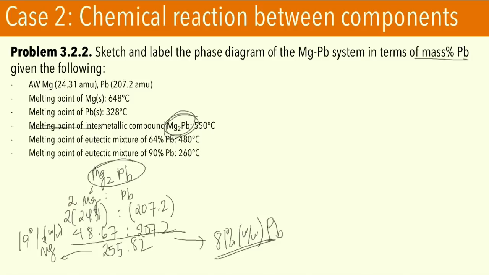We have a melting point of our intermetallic compound, so it's not really a decomposition. We know that we form a eutectic reaction, so our compound is going to be melting congruently. Let's put this all in a phase diagram.